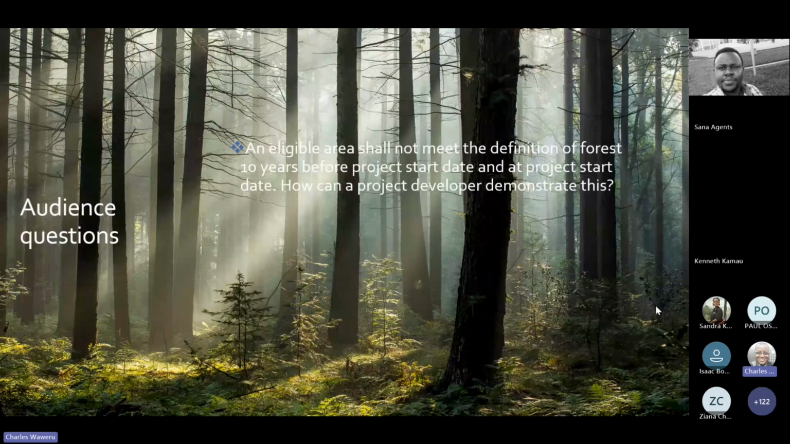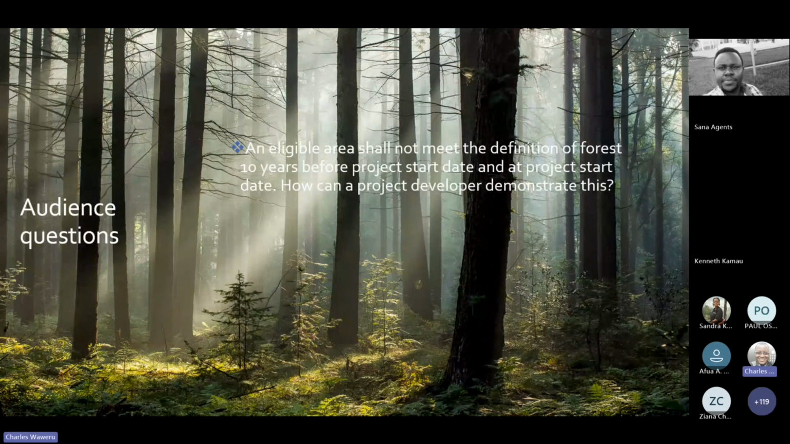So the question is, an eligible area shall not meet the definition of forest 10 years before project start date and at project start date. How can a project developer demonstrate this?